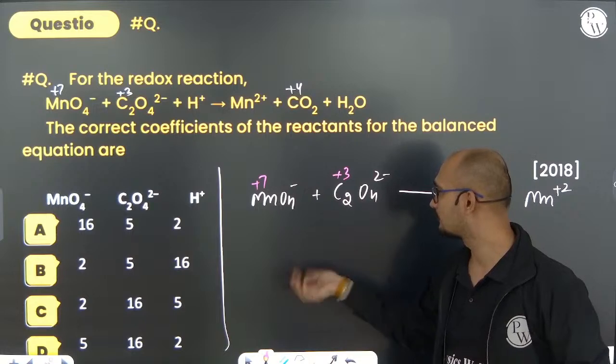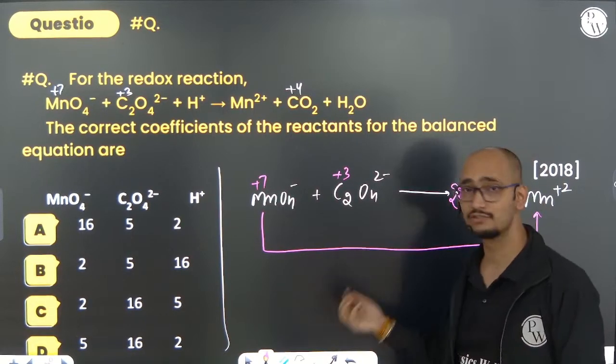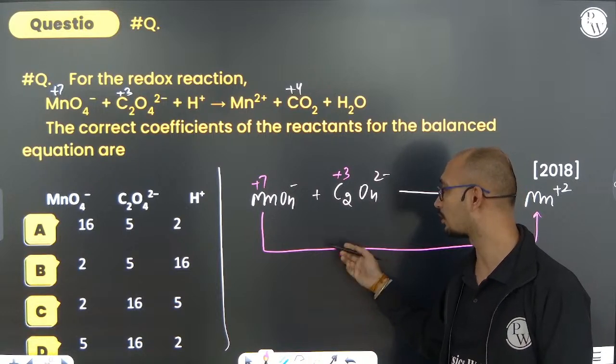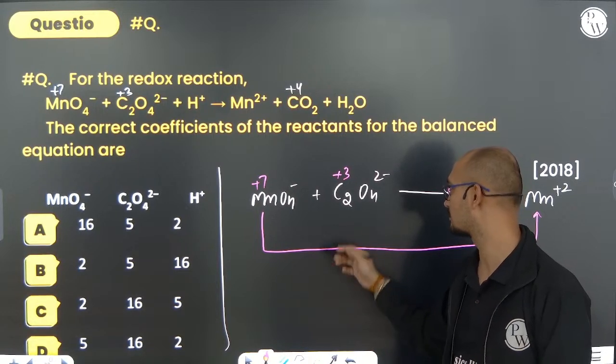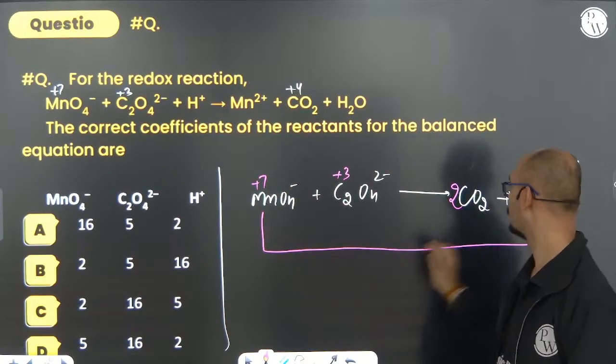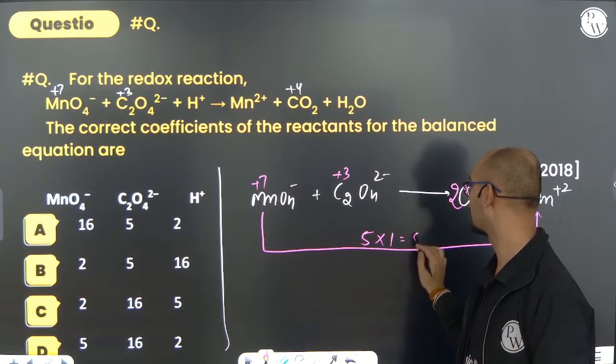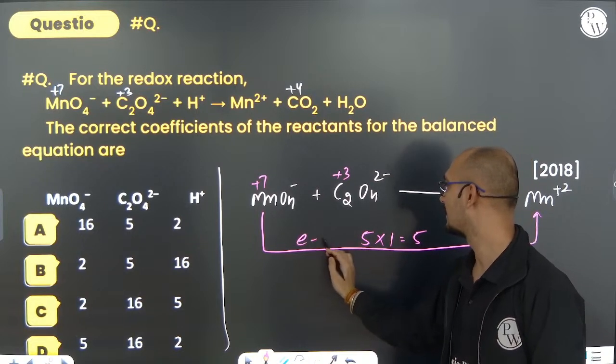Now just make a few changes. Here, find out the change in electron, the number of electrons exchanged. How much is there? One manganese is changing from 7 to 2, so the change is 5. And how many manganese are there? 1. So the electron exchange is 5.